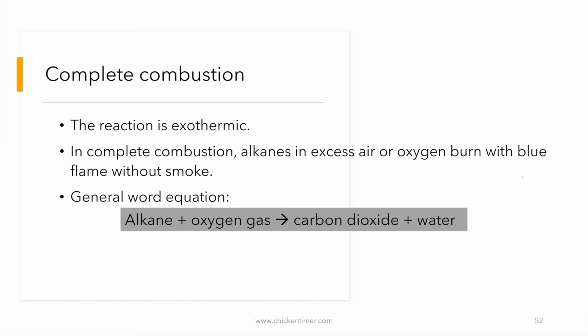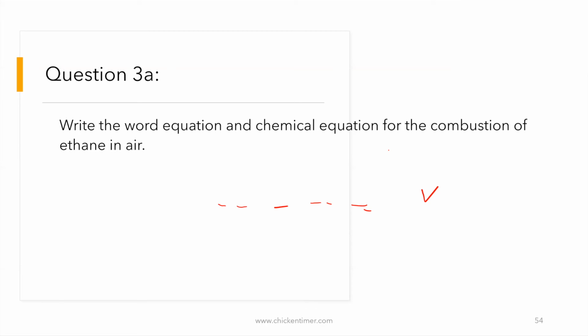Familiar with that? So there are two types of combustion. One is complete combustion and the other one is incomplete combustion. Complete combustion means alkanes will react with excess oxygen. Then the flame that comes out will be blue in color. Then there isn't any smoke. So alkane plus oxygen gas will give you carbon dioxide and water. In any complete combustion reaction, the products will likely be just this. So write a word equation and chemical equation for the combustion of ethane.